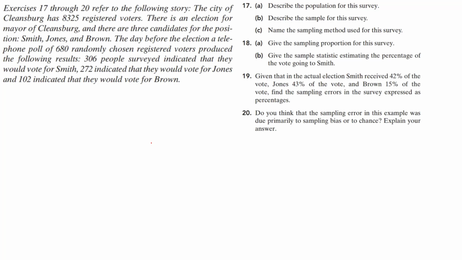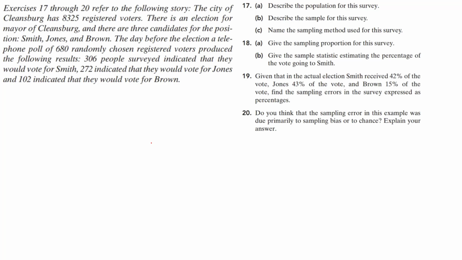Exercises 17 through 20 refer to the following story. The city of Kleinburg has 8,325 registered voters. There is an election for mayor of Kleinburg, and there are 3 candidates for the position: Smith, Jones, and Brown. The day before the election, a telephone poll of 680 randomly chosen registered voters produced the following results.